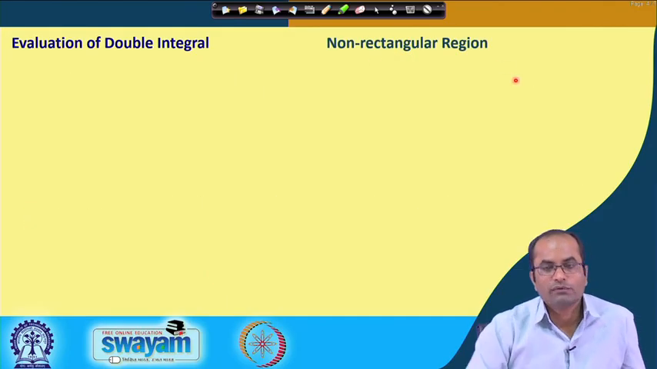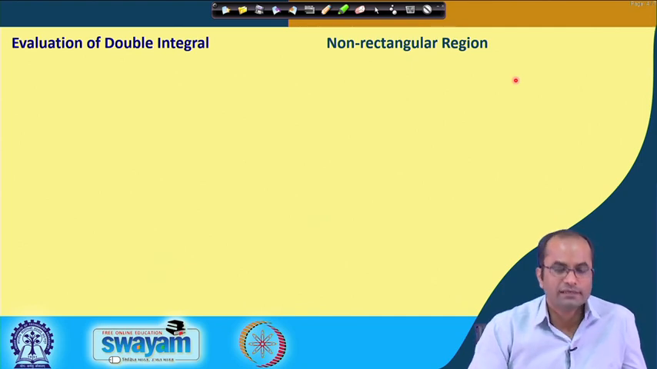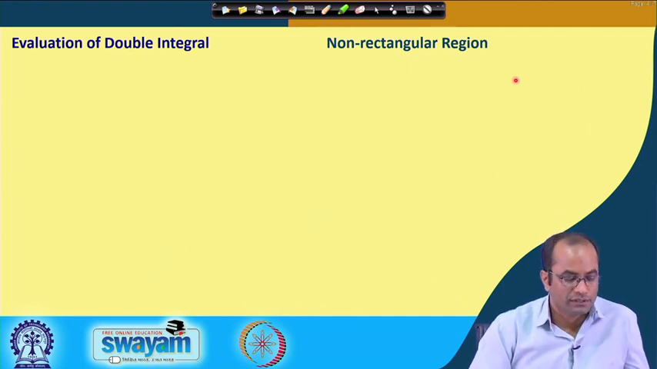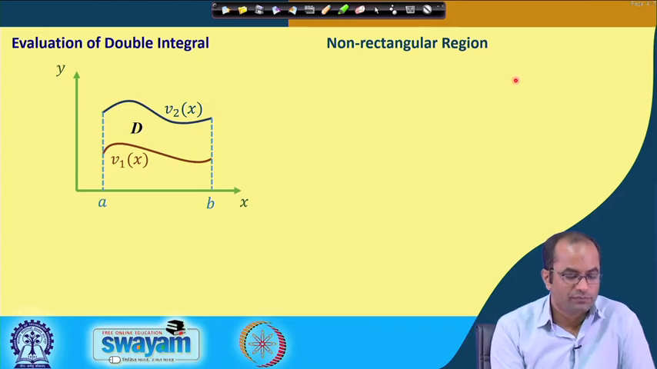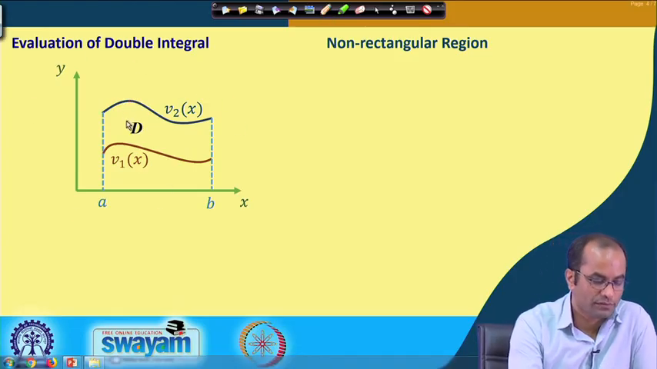So, for non-rectangular regions, again we will consider some simple cases, and then later on we will come to the more general cases. So, here for example, our domain is of this kind. So, this is the domain here, our domain of the function.